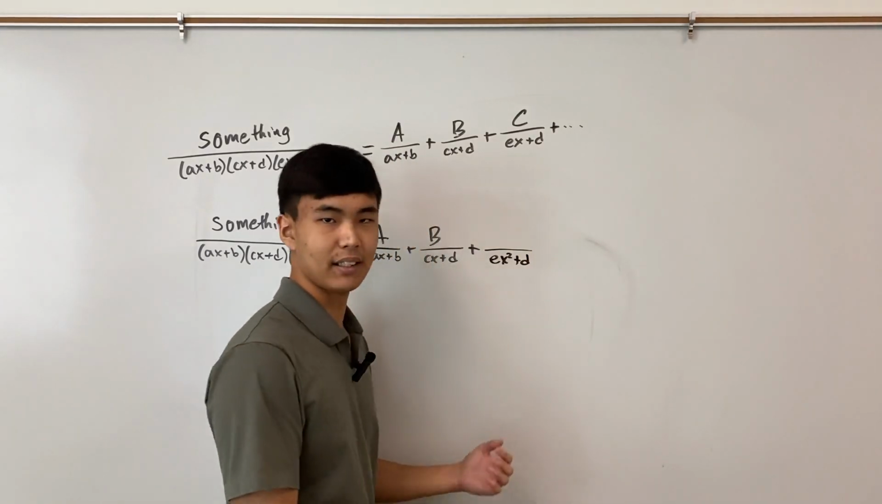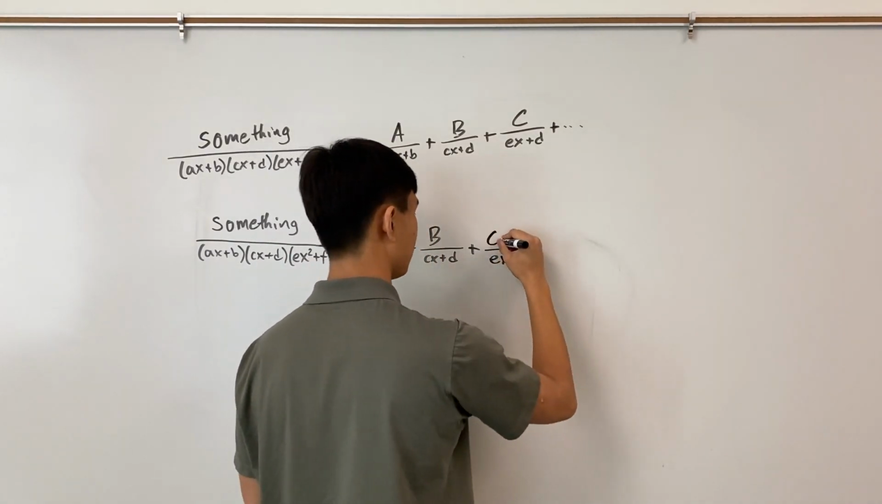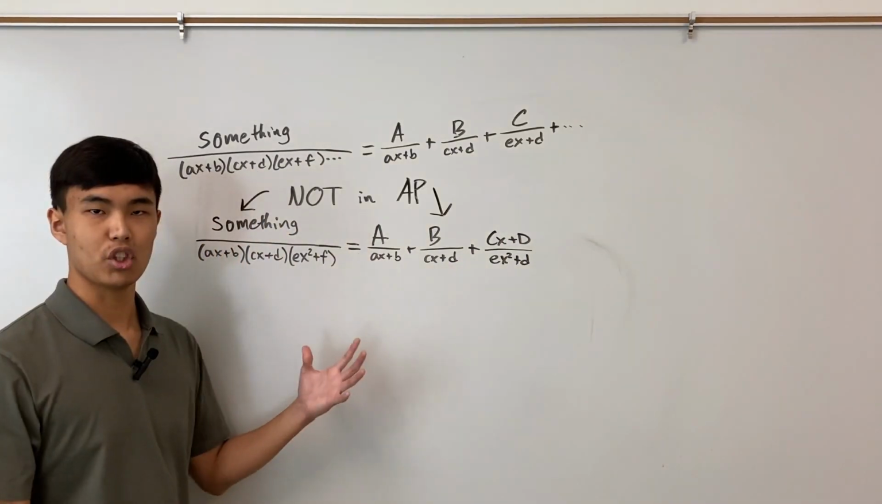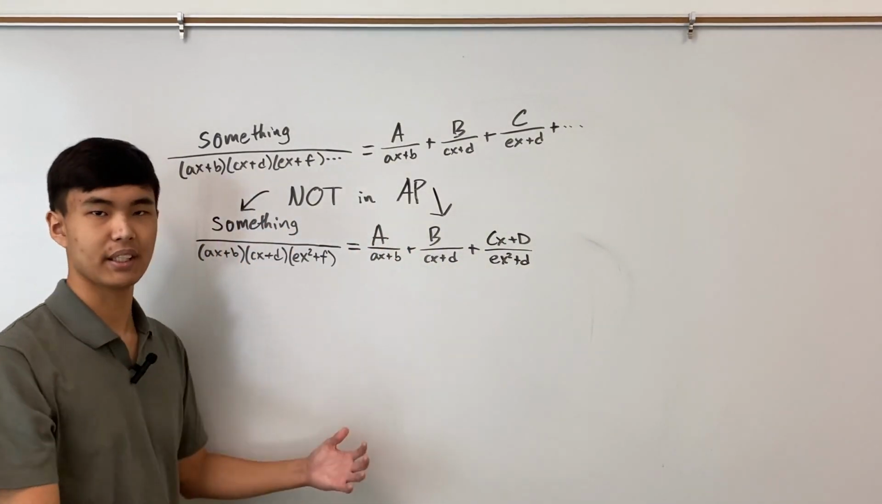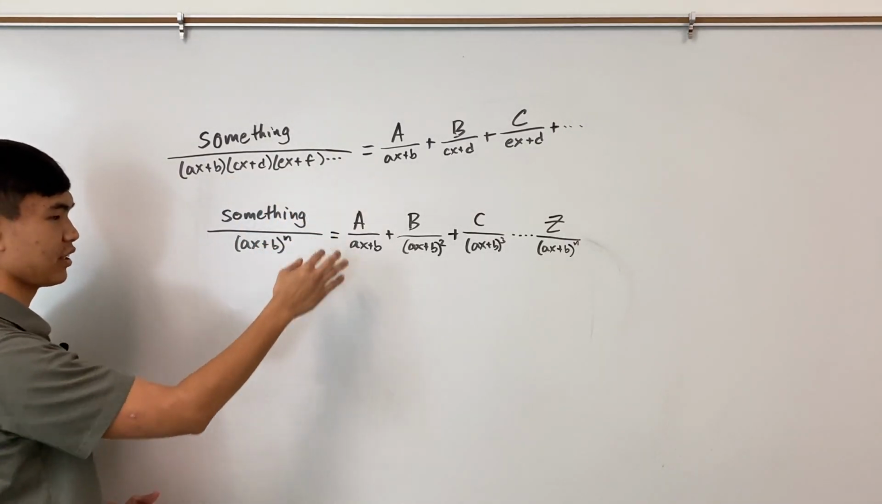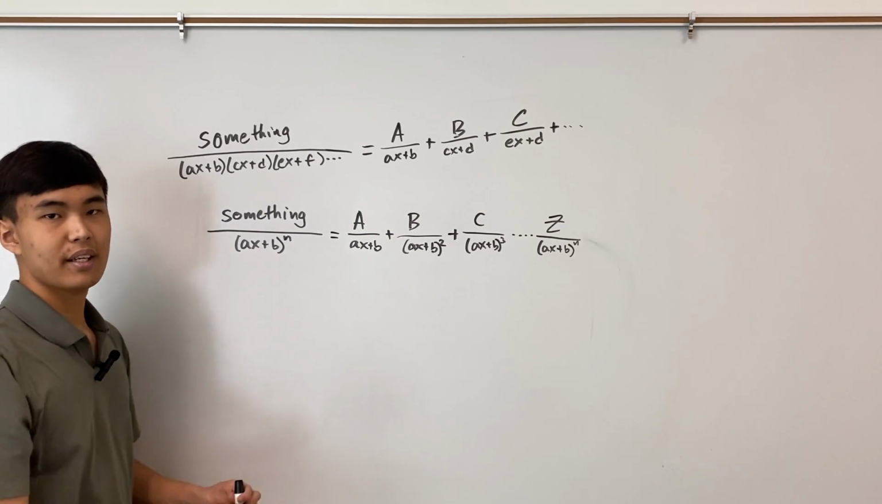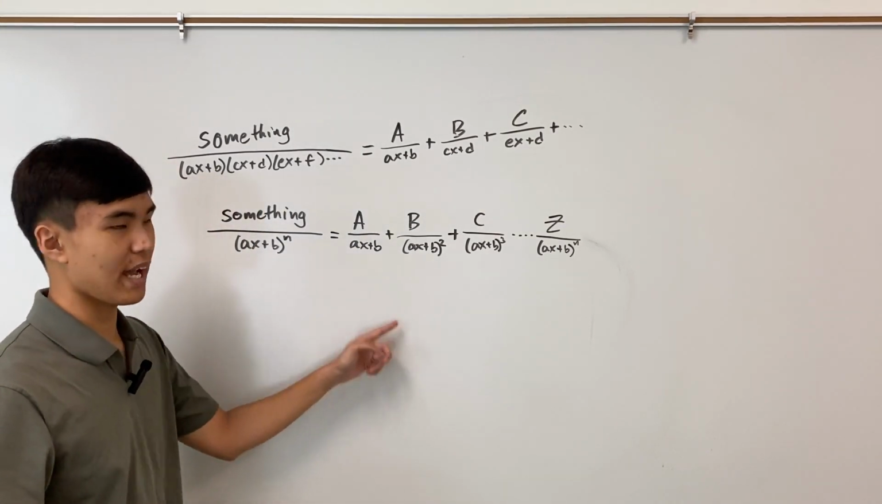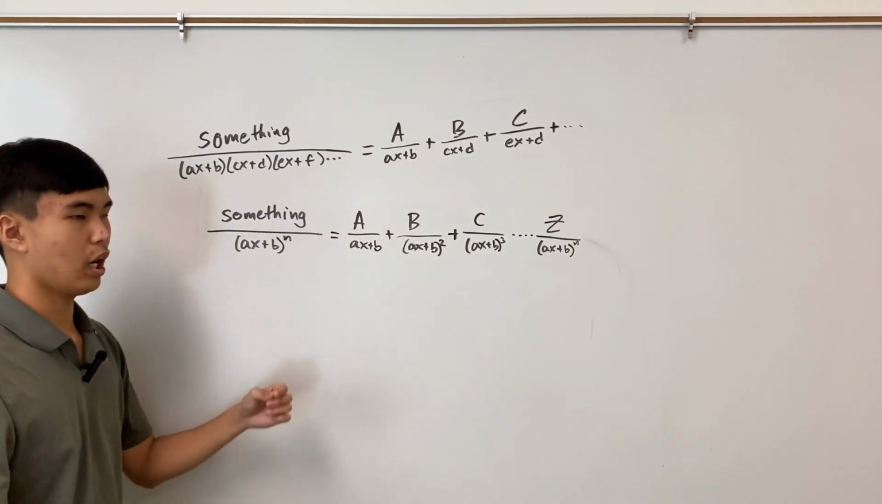So we must have a linear on the numerator, like so. But you should keep in mind, this second case is not in AP Calculus. And in a case where instead of unique factors, there's one repeated factor, then instead of just doing the one factor, we have to do it for every number of n up to n.